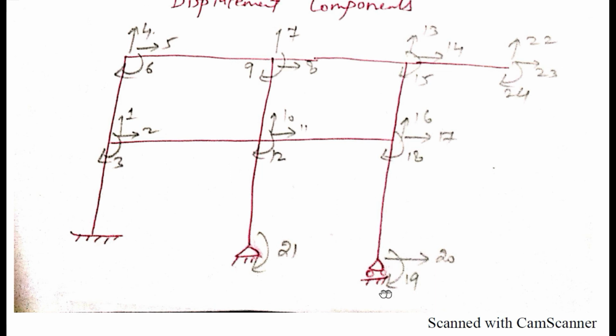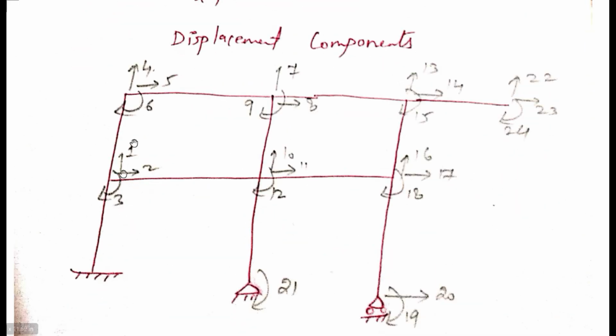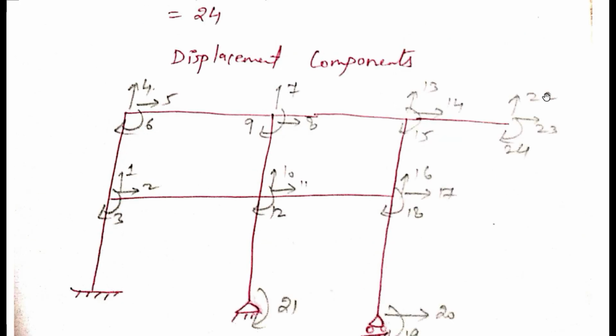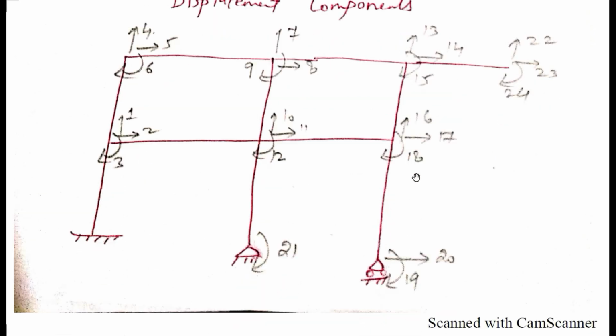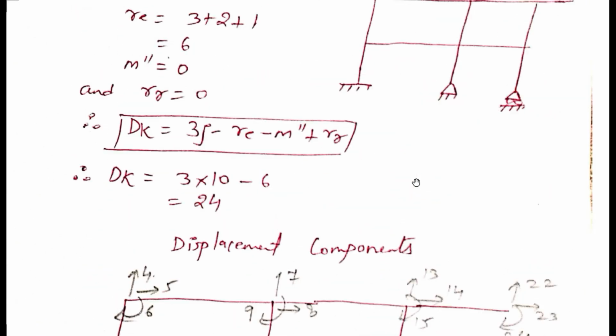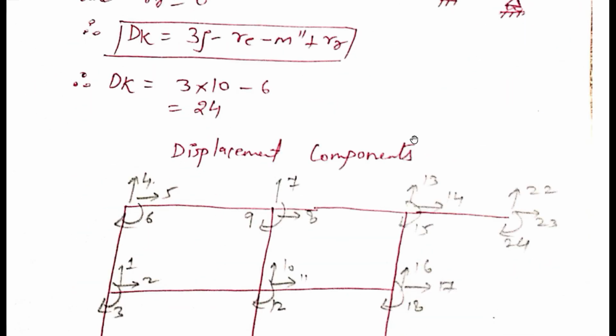Okay, so total displacement components we are having 24. 3, 3, 3, 3, so it is 12, 13, 14, 15, 16, 17, 18, 19, 20, 21, 22, 23, 24. Okay, so in this way you can show the displacement components in the frame also. Hope it is clear to all of you. So thank you so much. Thank you.